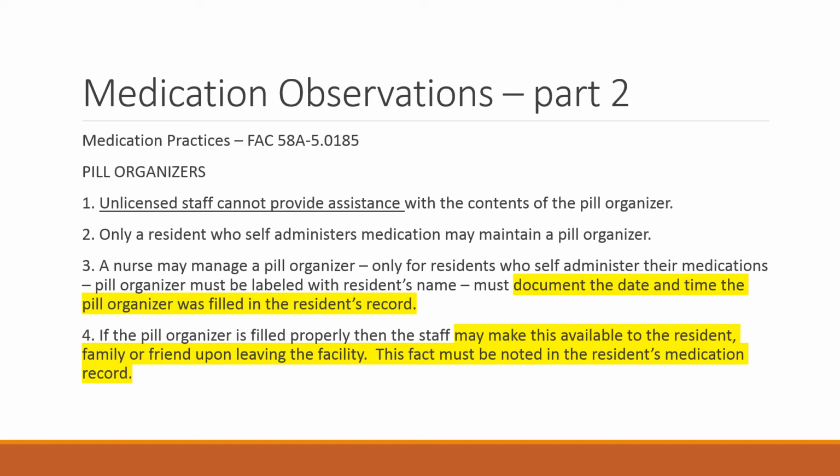So you need to put in a progress note, the date and time that the pill organizer was filled, into the resident record. If the pill organizer is filled properly, then staff may make this available to the resident's family or friend upon leaving the facility. This fact must be noted in the resident's medication record. So here we see above, you simply need to document in the resident's record, which would be a progress note. And then right below that, what we see is if you have made the pill organizer available to the resident, the family or friend upon leaving the facility, you have to document a note in the resident's medication record.